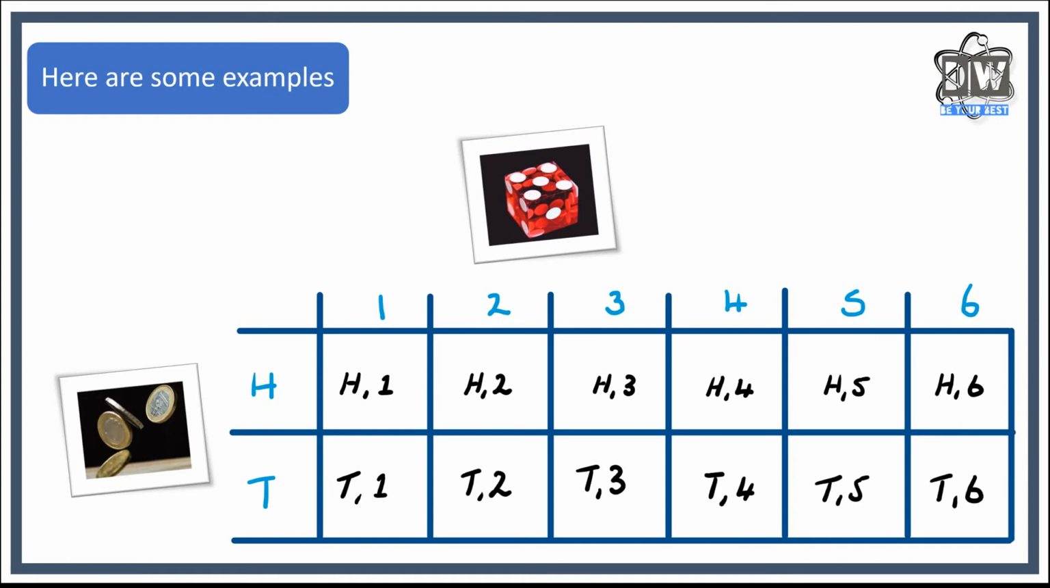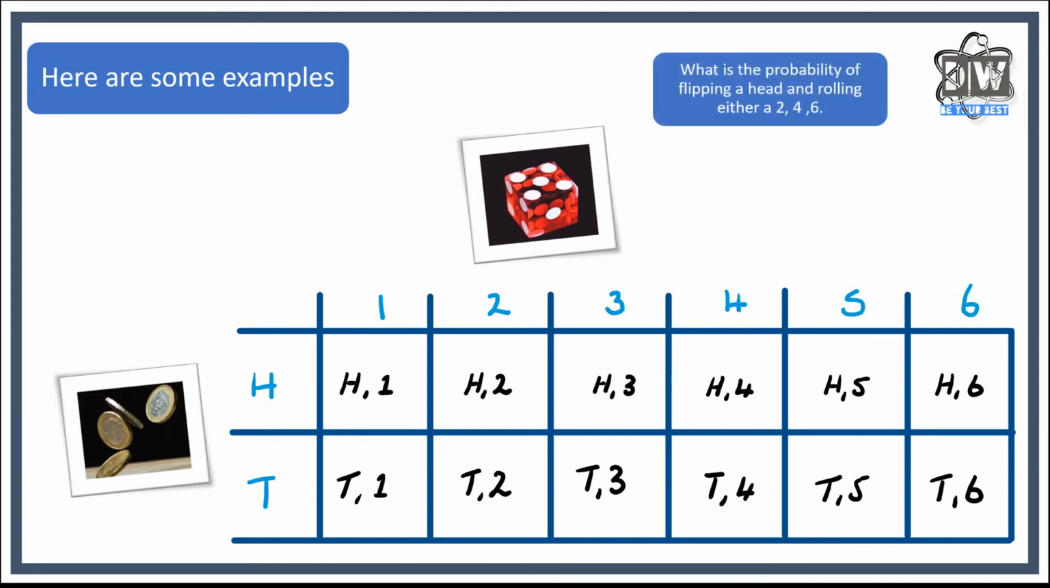So let's give you your first proper question today, which is: what is the probability of flipping a head and rolling either a 2, 4 or 6? So what I'm looking for now is where I've flipped a head and rolled a 2, a 4 and a 6.